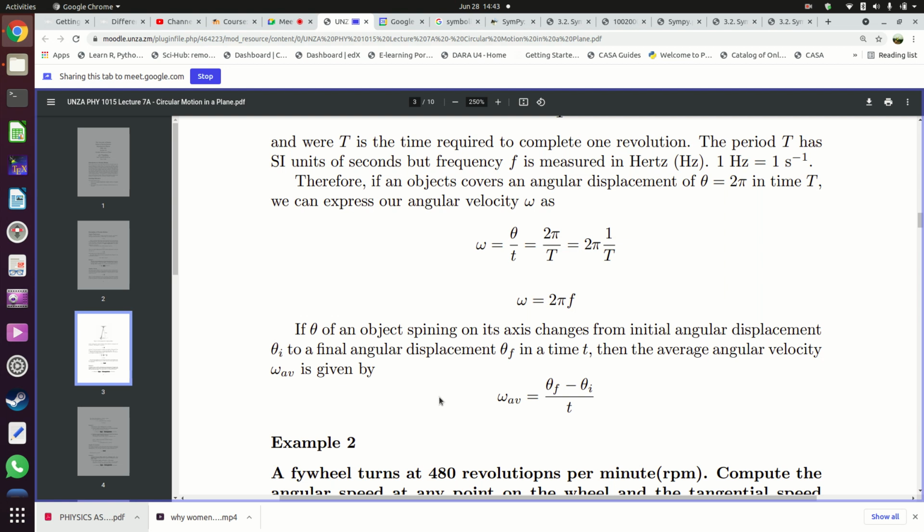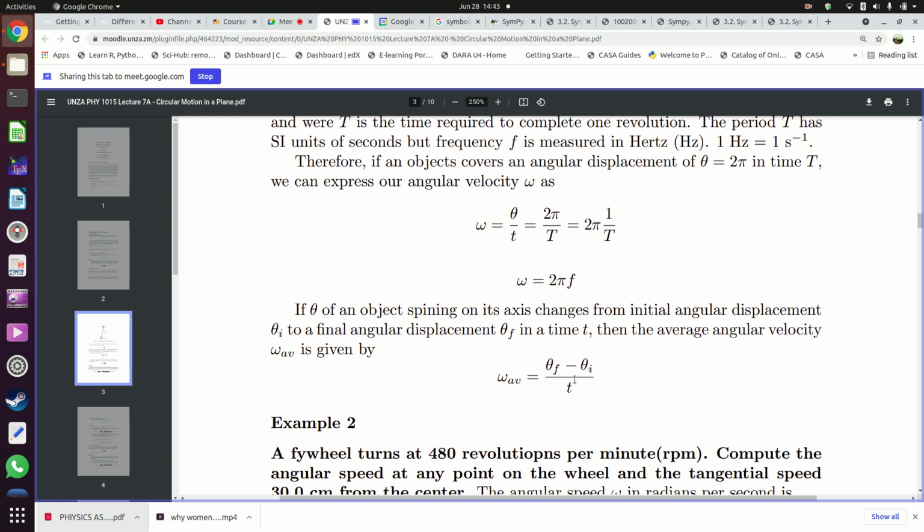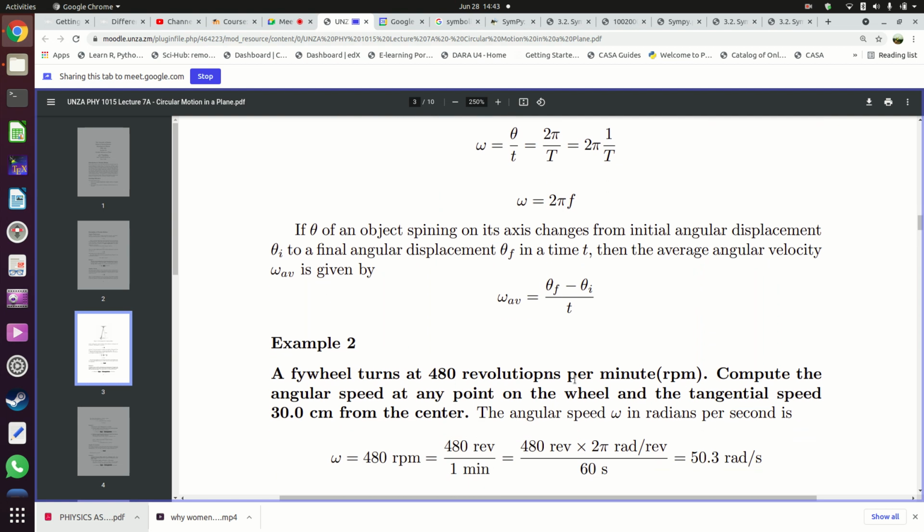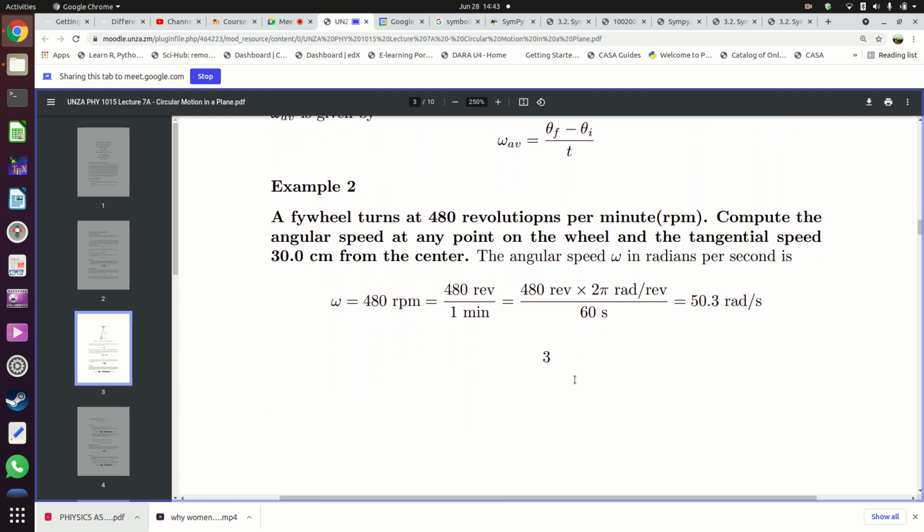Are we clear? Any questions? I have an example here. Example number 2. A flywheel turns at 480 revolutions per minute. Compute the angular speed at any point on the wheel and the tangential speed 30 centimeters from the center.